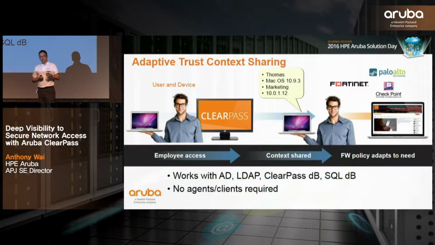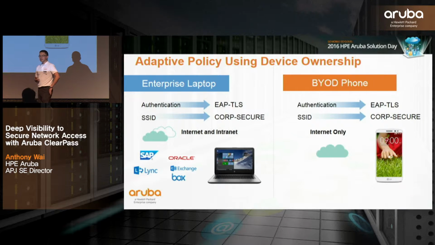Now, why is this important? Because we want to make sure at the perimeter, we also see the traffic as a user and not an IP address. So we actually work with Active Directory or generic LDAPs or other databases to get the context of the users. And there's no agent that we need to install for this particular service. And why is adaptive trust important? Because the more information we gather for secure management access policy, the better policy we can enforce as the device tries to connect to the network.